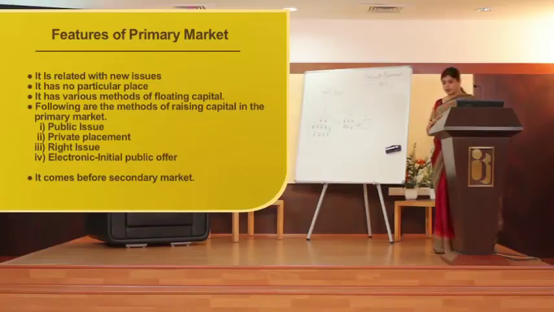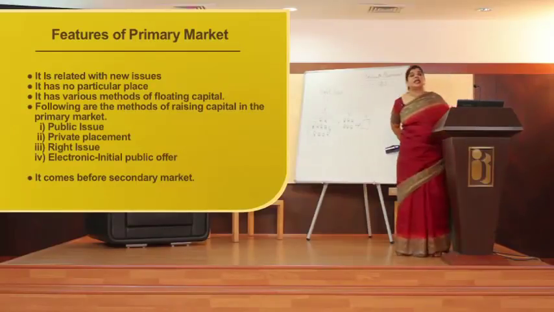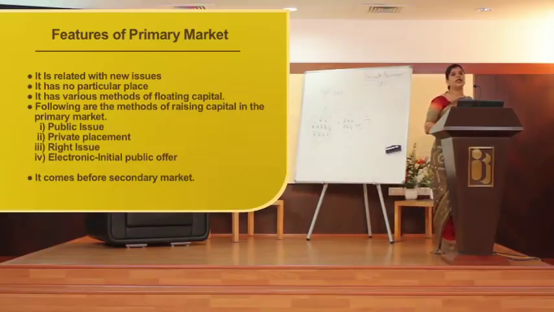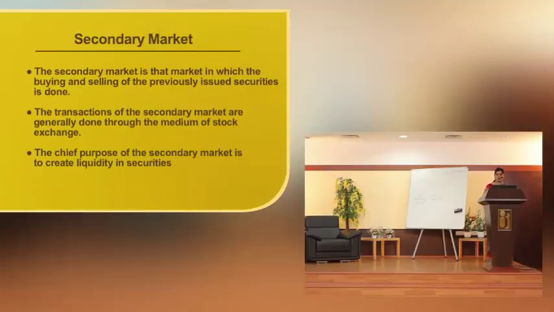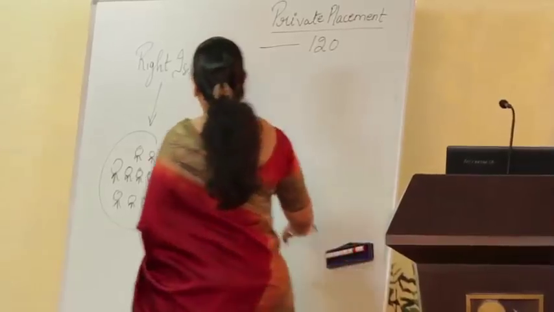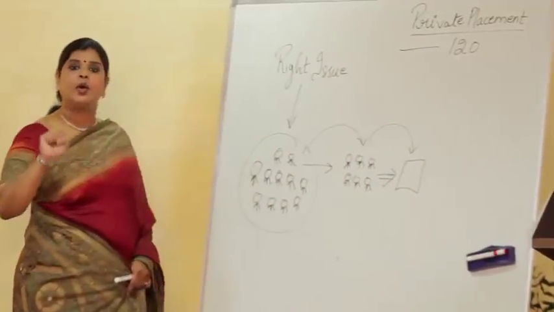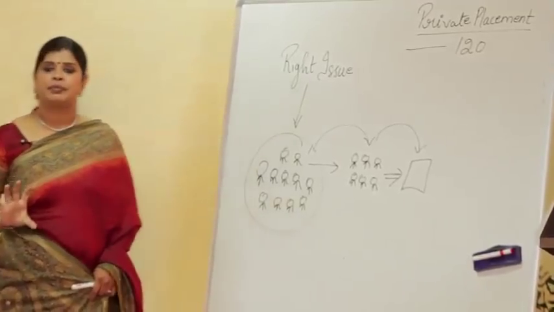Then once the primary market job is done, once the shares are listed on a recognized stock exchange, they are available to be dealt in the secondary market. Now what is a secondary market? Now friends, the secondary market is that market in which the buying and selling of previously issued securities is done. Now these are my set of shareholders. They are already holding shares in my company.